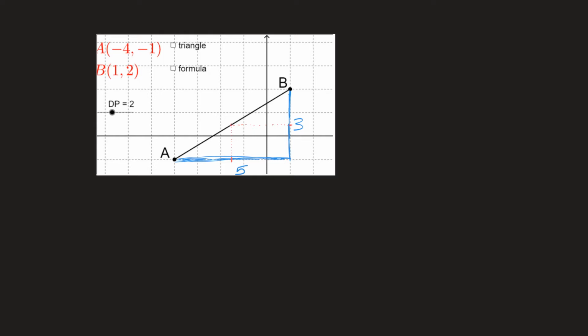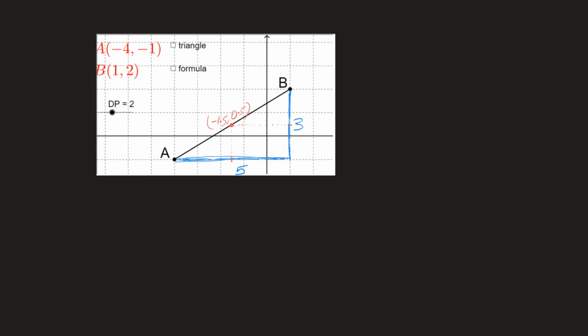So therefore, the midpoint of the interval AB is going to be, if we look, here's our origin, -1.5 for our x, and then for our y value, here's our origin, 0.5. So that's our midpoint for the interval AB.